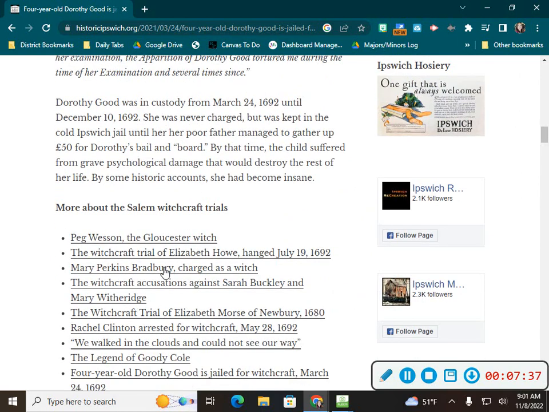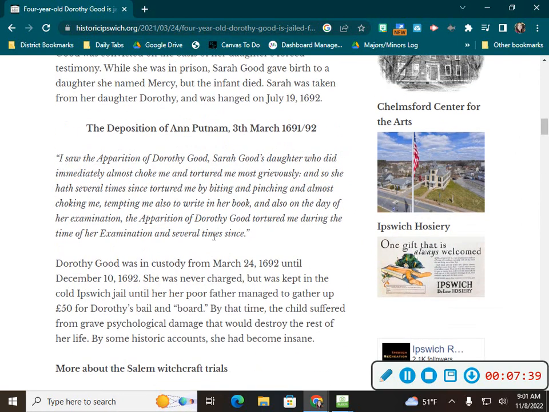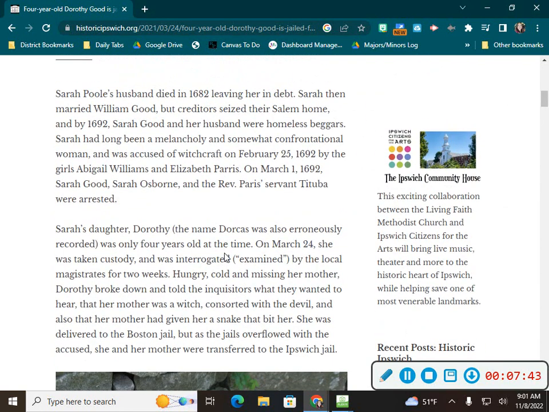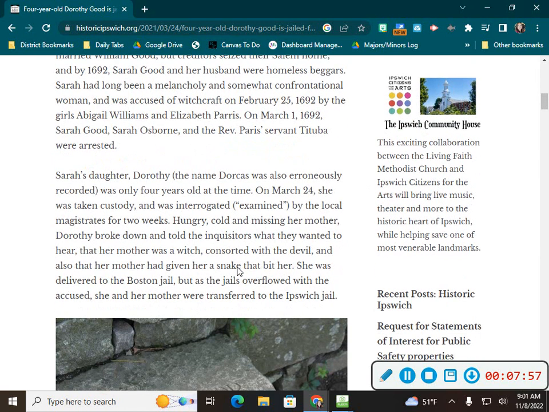Oh, good. There's also, like, some sources here. Oh, that's great. Okay, let's see if I can find the answer. I think this is a good one. Let's see. Sarah were homeless beggars. Let's see. Sarah's daughter, Dorothy, was only 4 years old at the time. On March 24th, she was taken custody and was interrogated or examined by the local magistrates for 2 weeks.